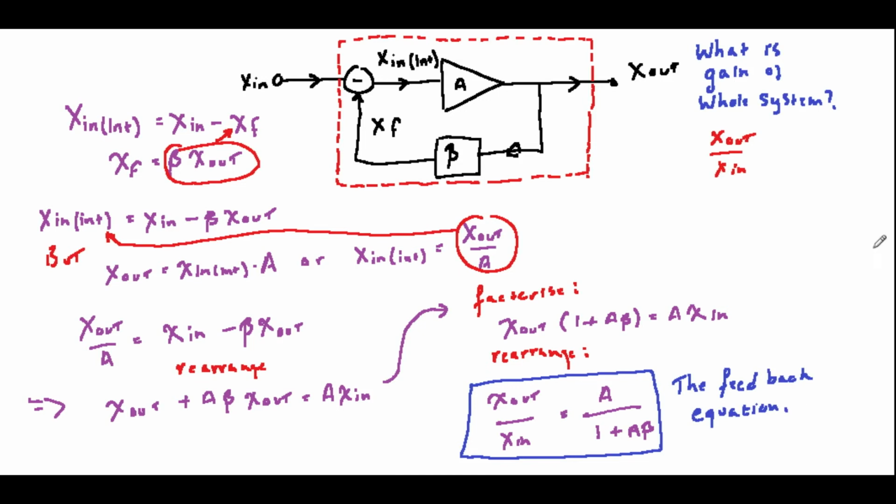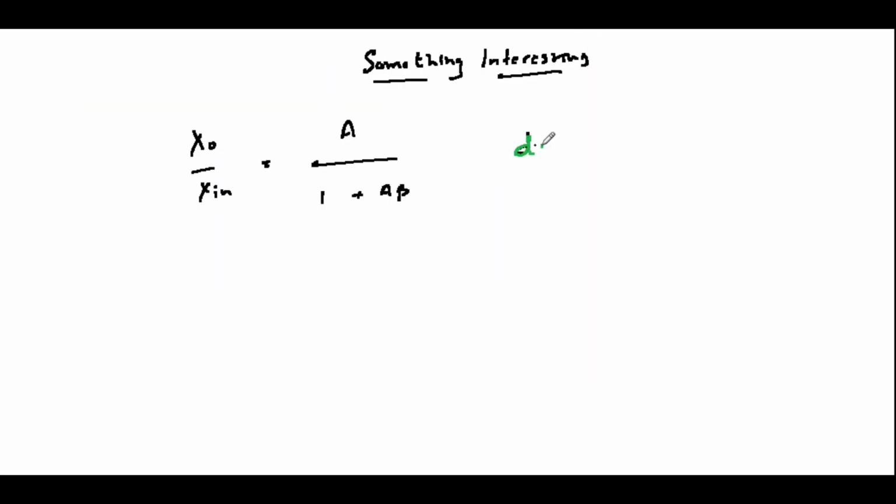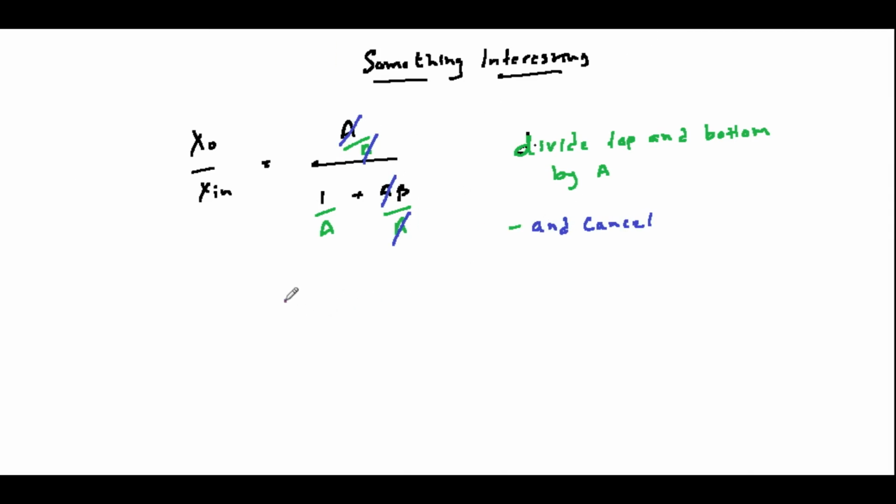Now let me show you something very interesting. First, let's divide the top and bottom by A and cancel. Now imagine that A is very large. In this case, 1 over A would be vanishingly small, and so the whole expression would tend to 1 over beta. You might like to pause the video here and ask yourself, what does this mean in terms of practical circuitry?